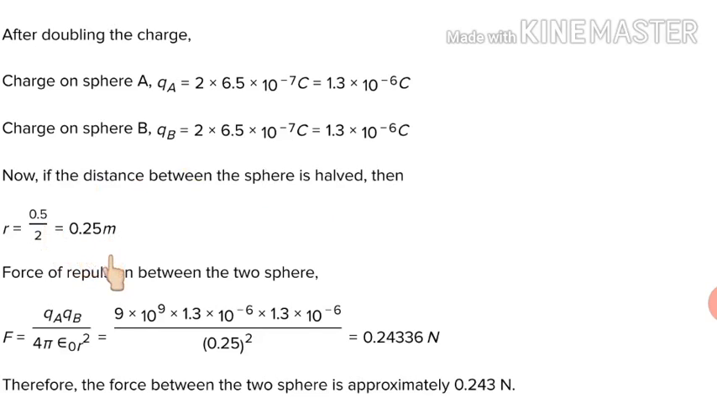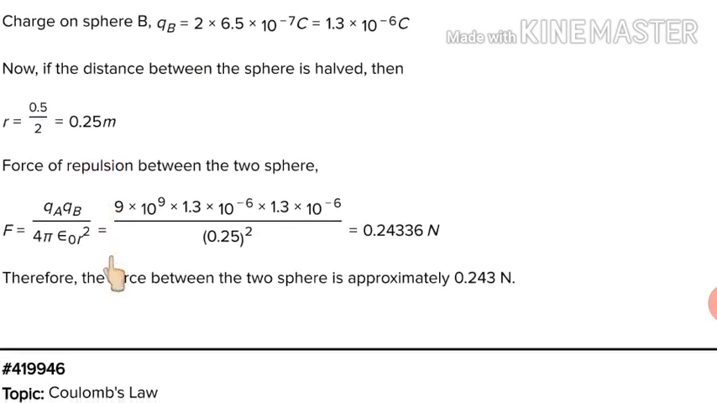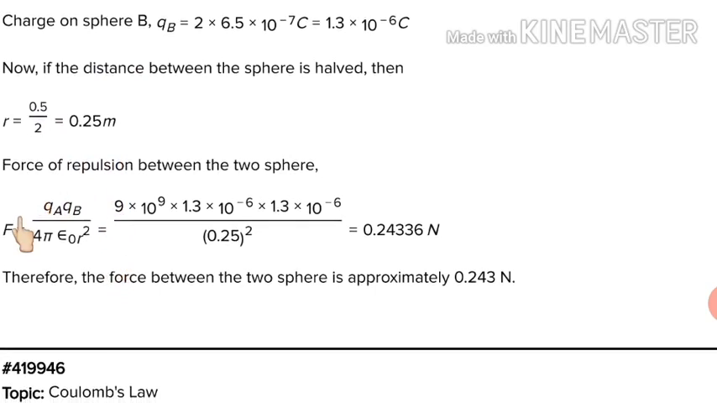And again, to calculate the force of repulsion between the two spheres, we will be using Coulomb's law, which says that F is equal to QA QB upon 4 pi epsilon naught R square. So now we will substitute the new value of charges and the new value of R. So here we are, and when we simplify it, the answer will be 0.24336 Newton. So this is the force between the two spheres when the charge is doubled and the distance between them is halved.